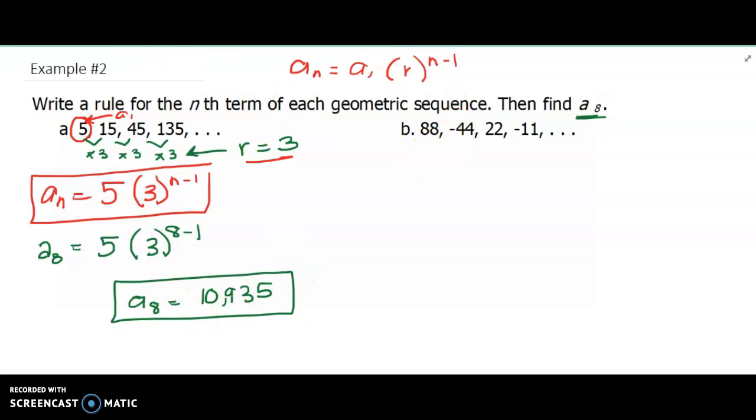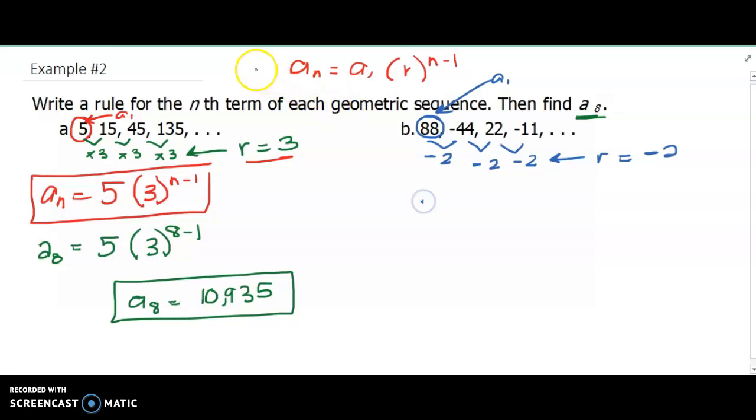All right, let's look at the second one here. Okay, so from 88 to negative 44, we're multiplying by negative 2. Negative 44 to 22, we're multiplying by negative 2. 22 to negative 11, multiplying by negative 2. So our common ratio is negative 2. And when our common ratio is negative, we're going from negative to positive, or positive to negative. Okay, so we have that our first term is 88.